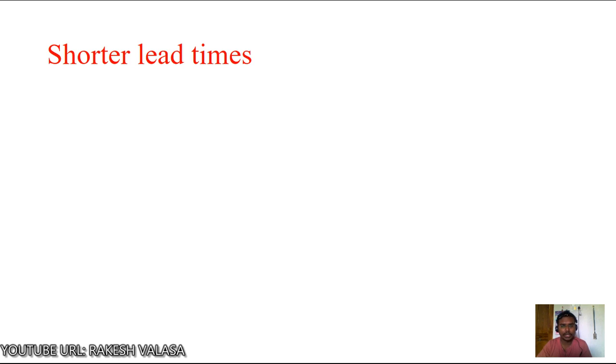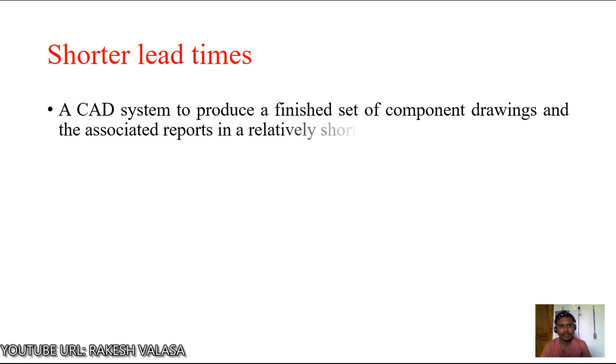The next one is shorter lead time. Interactive computer-aided design is inherently faster than the traditional design process. Already we know that point. It also speeds up the task of preparing reports and lists, for example, an assembly list. For an assembly, first we need to prepare individual components and save them in the local disk. Then we can call them from that local disk and do the assembly of those individual components, which is normally accomplished manually. Accordingly, it is possible with a CAD system to produce a finished set of component drawings and the associated reports in a relatively short time.